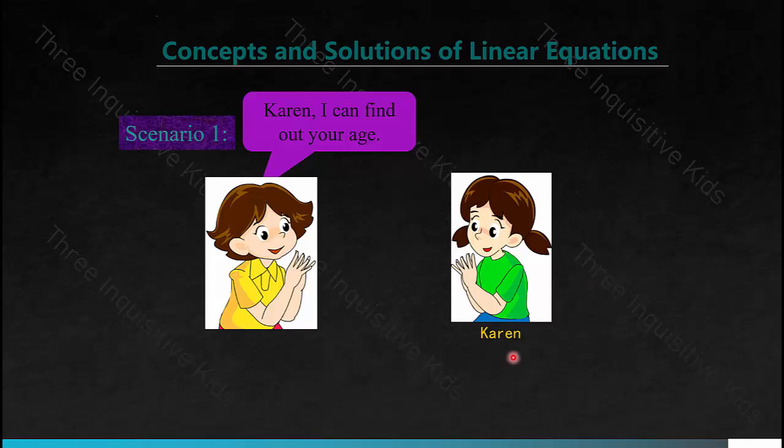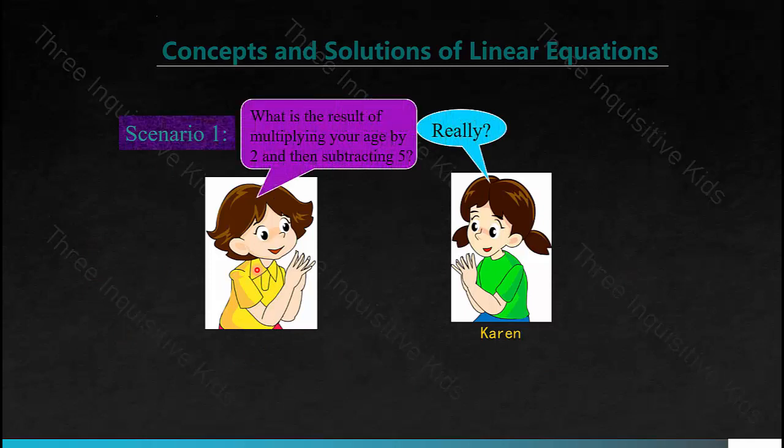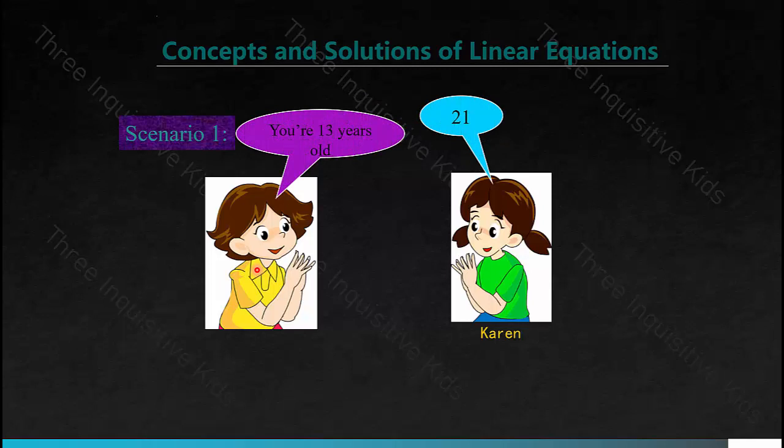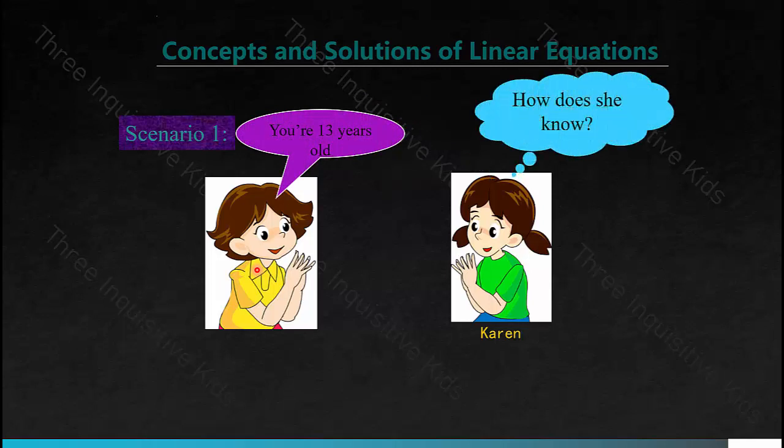Okay, so this is Karen, and this is her friend. Her friend says, "Karen, I can find out your age." "Really? What is the result of multiplying your age by 2 and then subtracting 5?" "21. So you're 13 years old." So how does she know?